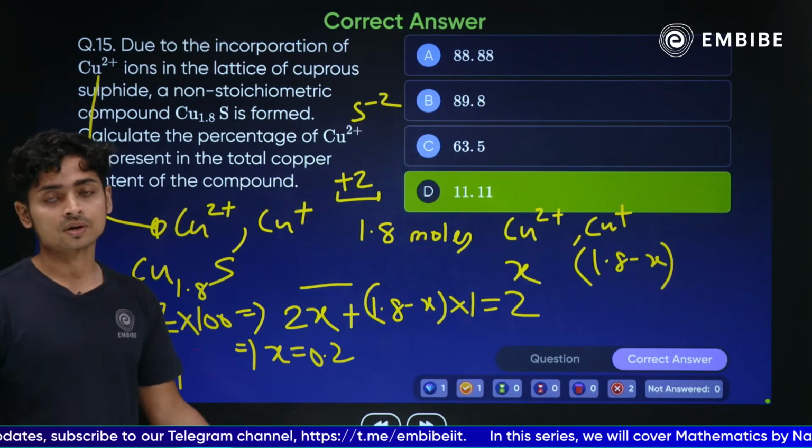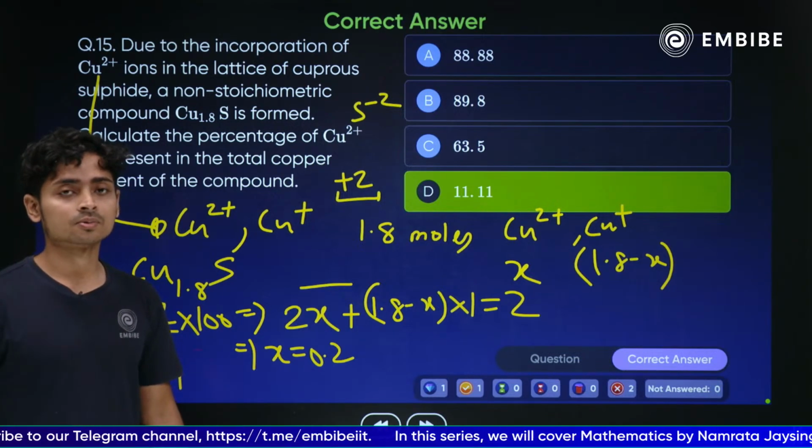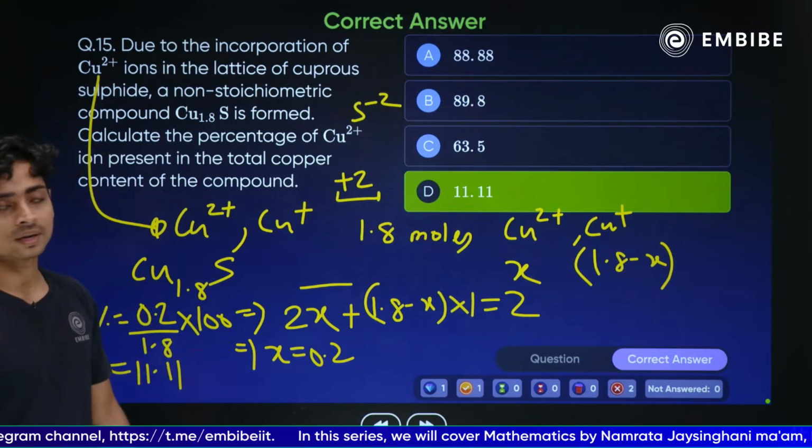Yeah, similar type of question. So Fe0.98O, one question would be there. You might have solved it. So it is similar to that question.